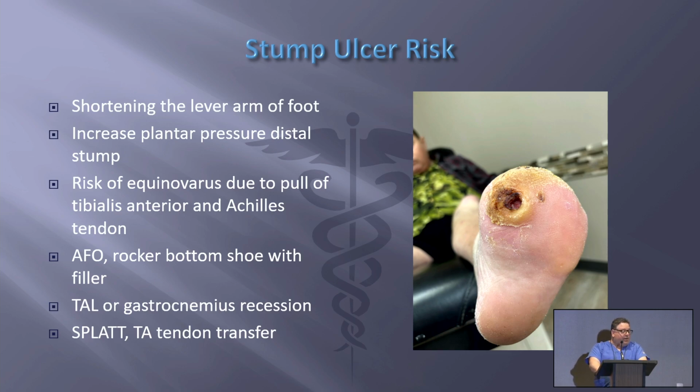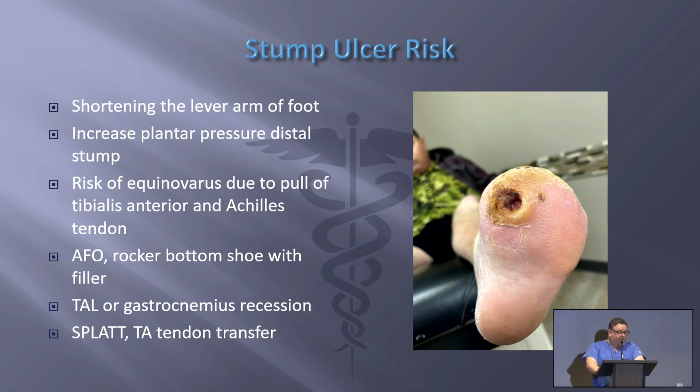So increased plantar pressure on the distal stump, risk of equinovarus, like we talked about, due to the pull of the tibialis anterior and Achilles tendons. So what do we do to combat this? Ankle-foot orthotic, rocker bottom shoe with a filler, and then we have to get surgical. So we think about a tendo-Achilles lengthening or a gastrocnemius recession.